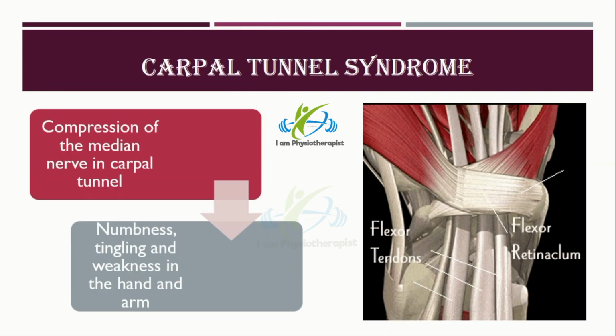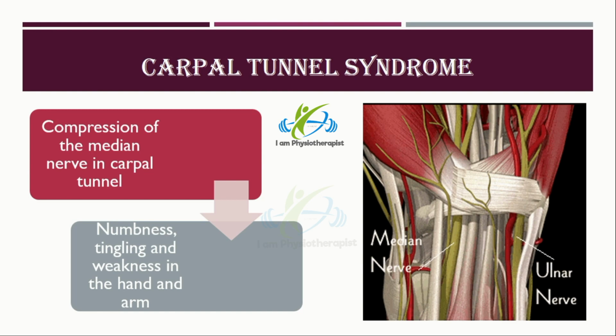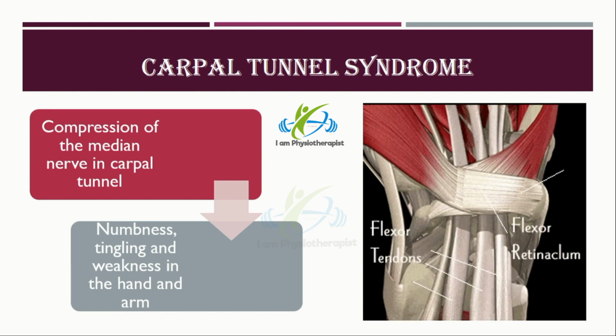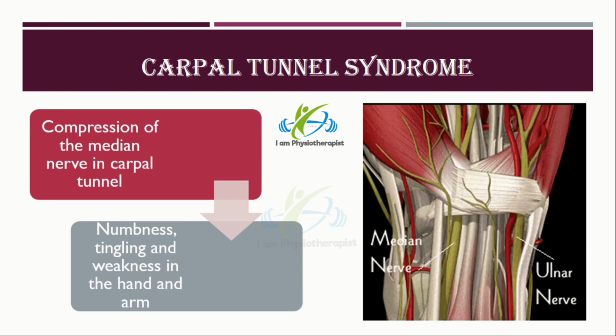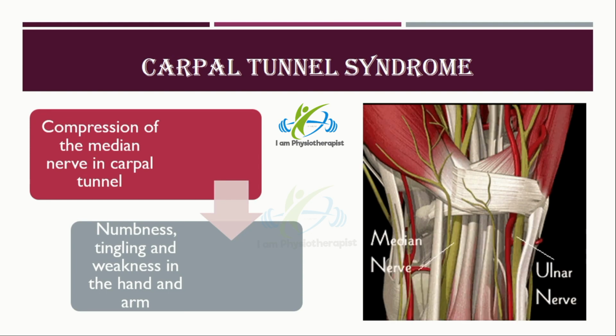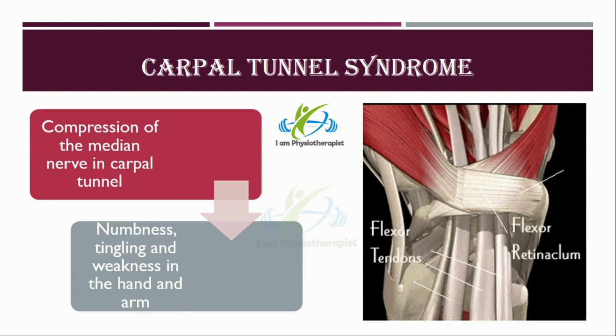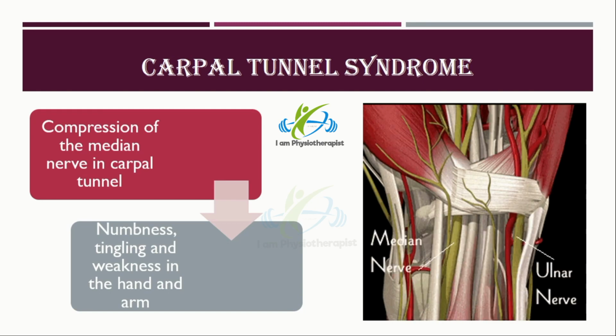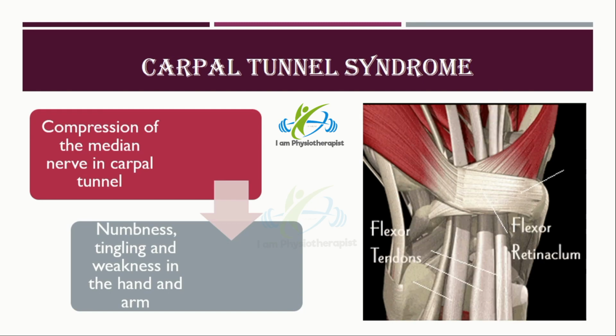Carpal tunnel syndrome is a cause of functional impairment and chronic wrist and hand pain. It results from compression of the median nerve as it passes through the carpal tunnel. The carpal tunnel is a narrow passageway surrounded by bones and ligaments on the palm side of the hand. When the median nerve is compressed, the symptoms can include numbness, tingling and weakness in the hand and arm.